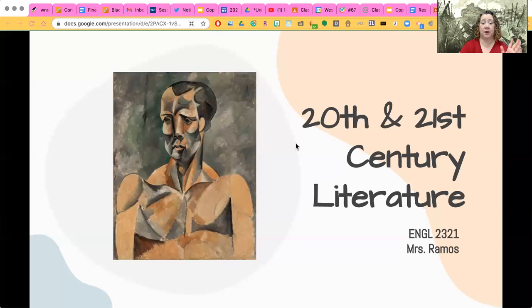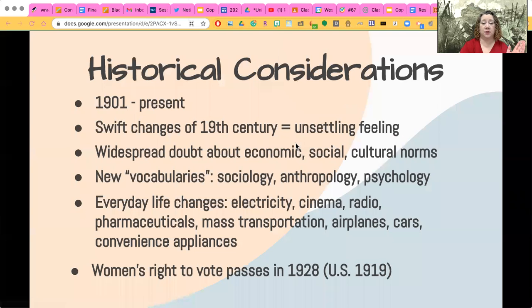So let me go through the PowerPoint. You can take notes or whatever you need to there. So there are some historical considerations. We're talking about the 20th century, obviously 1901, roughly to the present. We're sort of 20 years into the 21st century, but we're not far enough to say what the qualities of 21st century literature are yet.